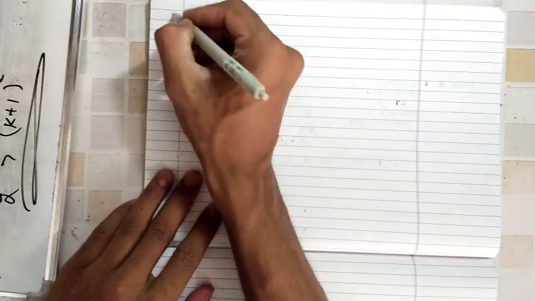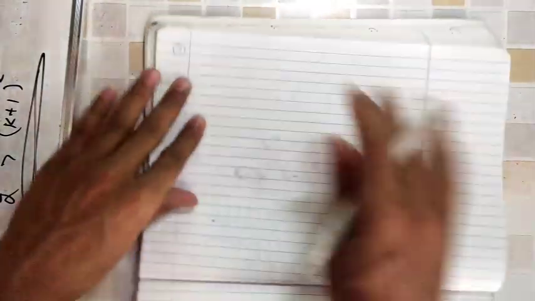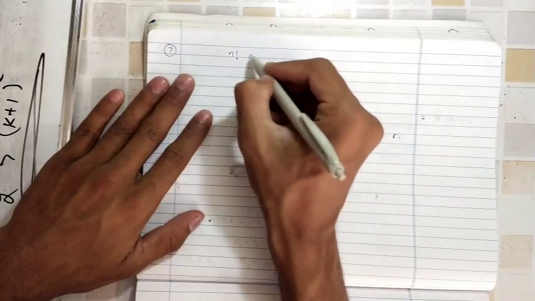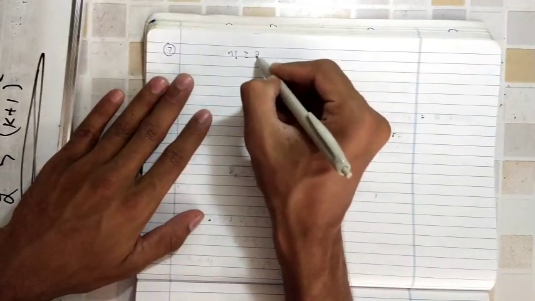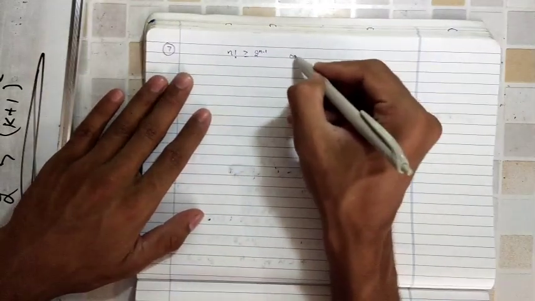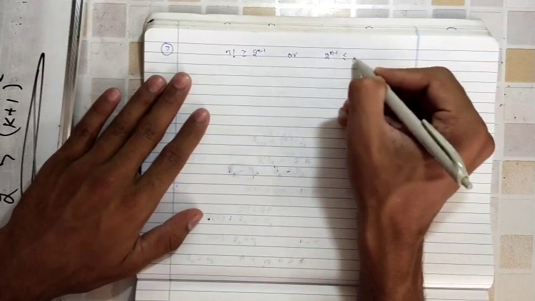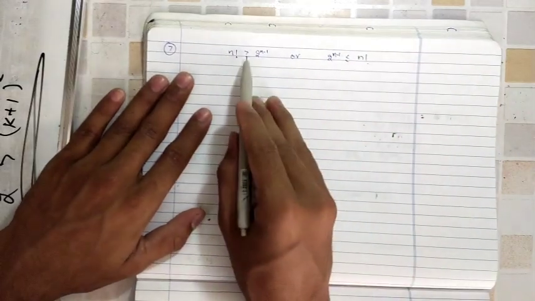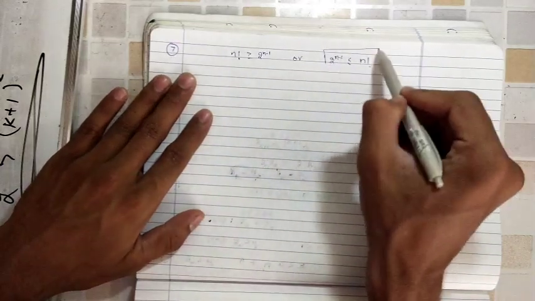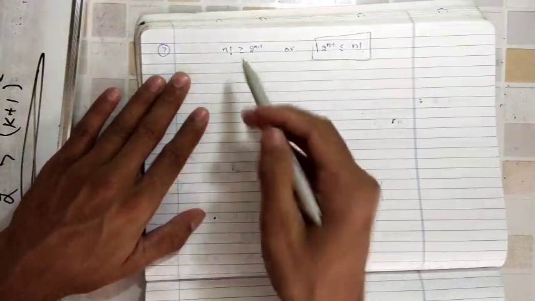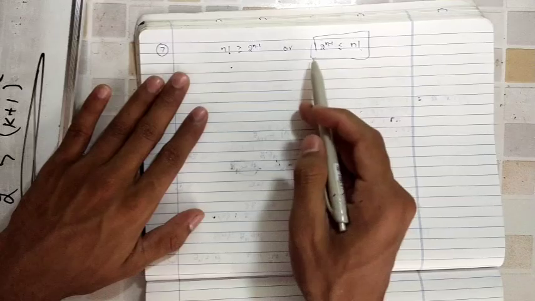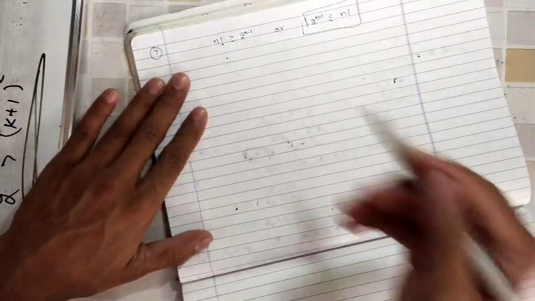Let me move on to the 7th sum. They are saying n factorial is greater than or equal to 2 power n minus 1, or 2 power n minus 1 is less than or equal to n factorial. They might give it like this or like this, but you have to consider this. If they have given it with also equal to, you write it like this and then assume.